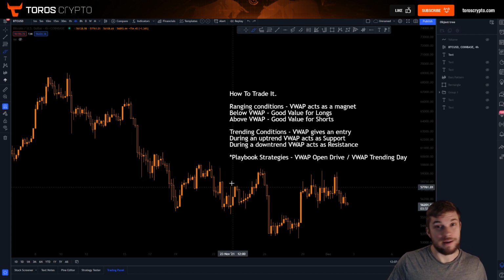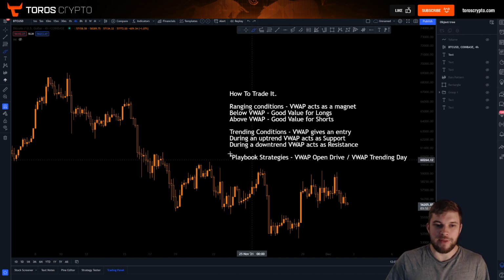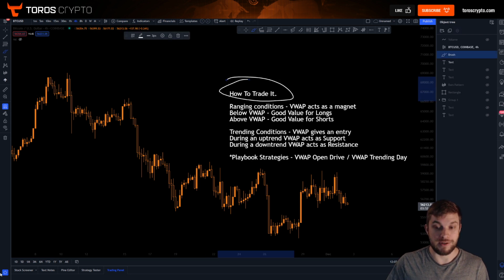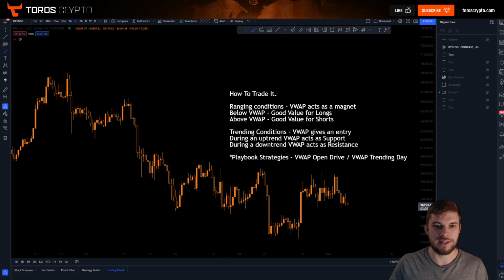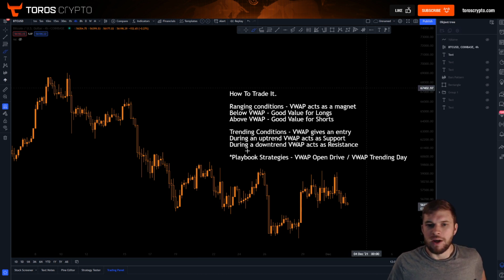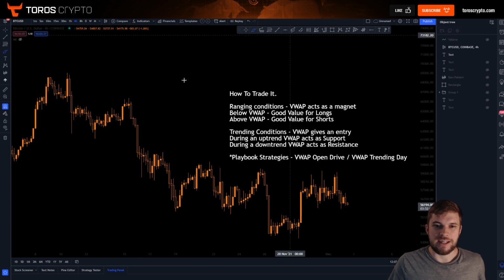Of course, if you're within the crew, then we do have our playbook strategies that tell you almost exactly how you can trade this. So we do have our VWAP Open Drive, we have our VWAP Trending Day setups, and we do have the other setups that we trade within our general day trading strategies. Okay, so they're the key takeaways on how you can trade this particular indicator.